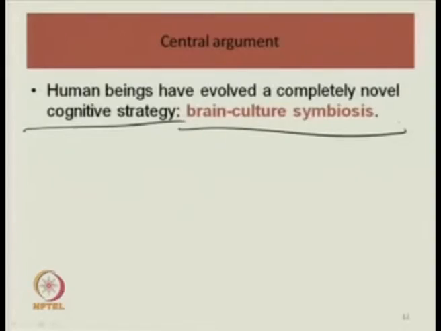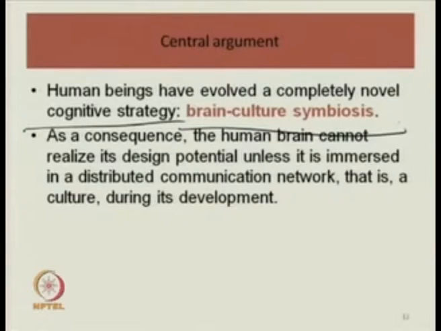So we have a brain-culture symbiosis, meaning we have the physical feeding into the cultural feeding into the physical, and it's a co-evolution, and that is why we need to know this narrative. Then Donald says, as a consequence, the human brain cannot realize its design potential unless it is immersed in a distributed communication network that is a culture during its development. This is immensely important. Look at this. He calls culture a distributed communication network.